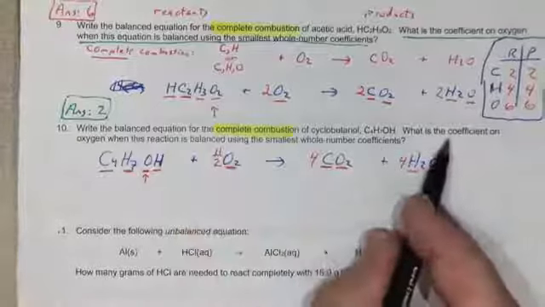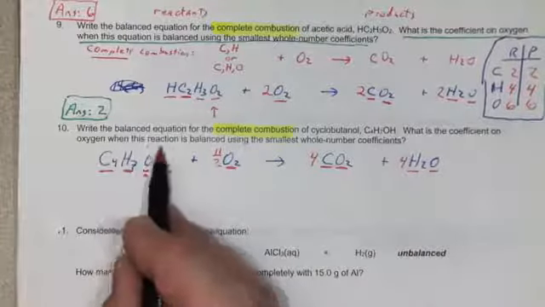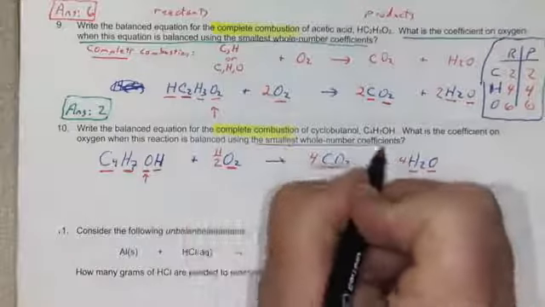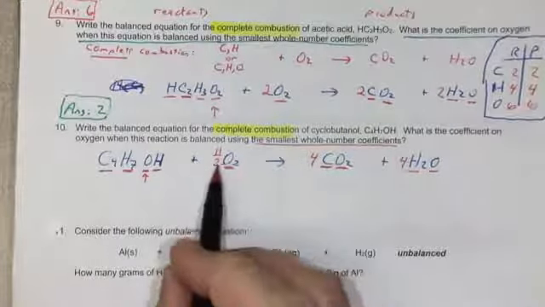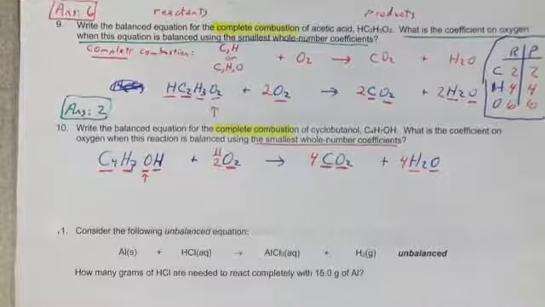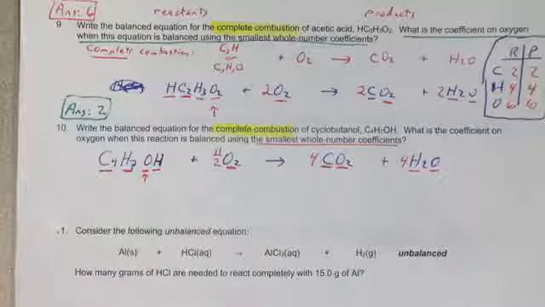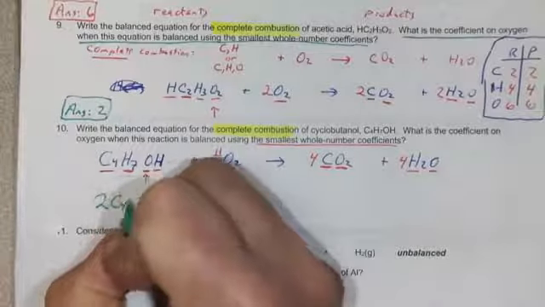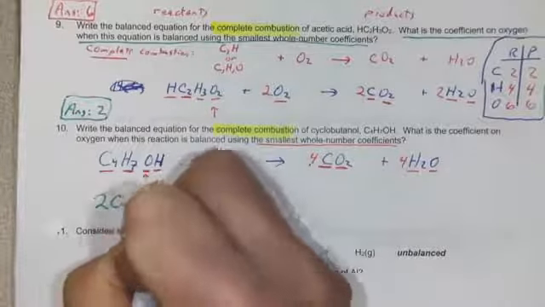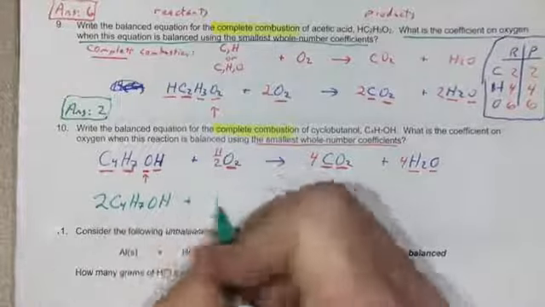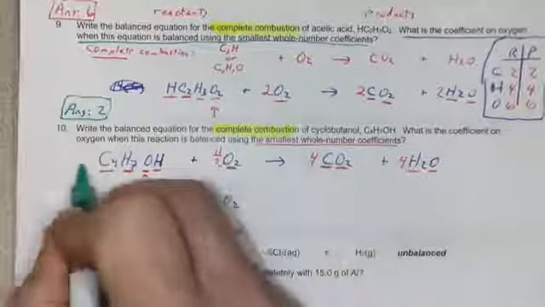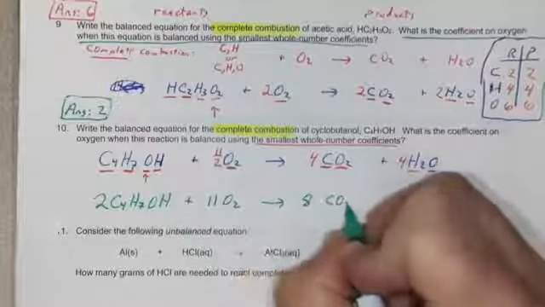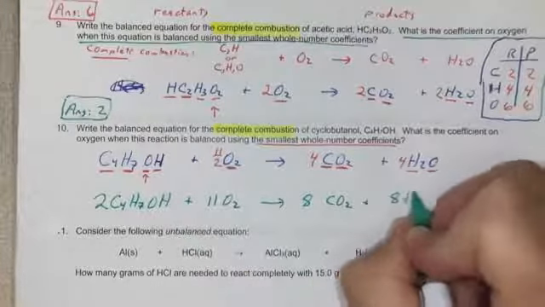And the question specified, what is the coefficient on oxygen when the reaction is balanced using the smallest whole number coefficients? So how do I get rid of this fraction? I multiply everything through by 2. And when I do that, I'm going to have 2 C4H7OH plus 11 O2. So I'm multiplying everything through by 2. Forms 8 CO2 plus 8 H2O.